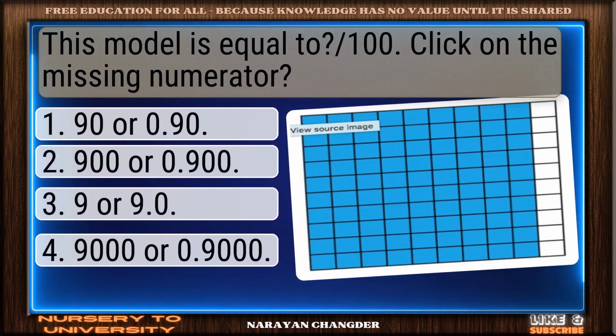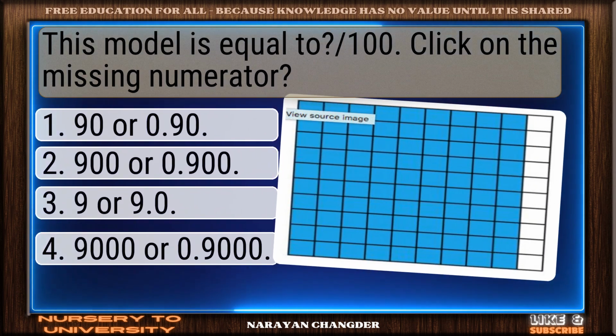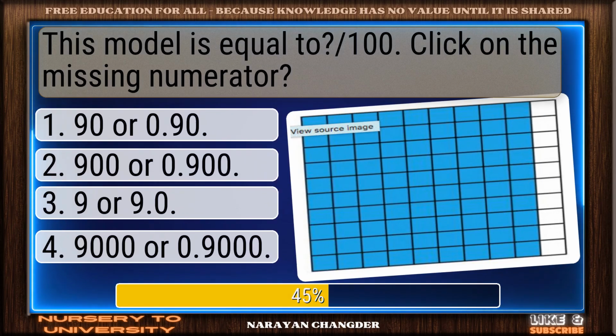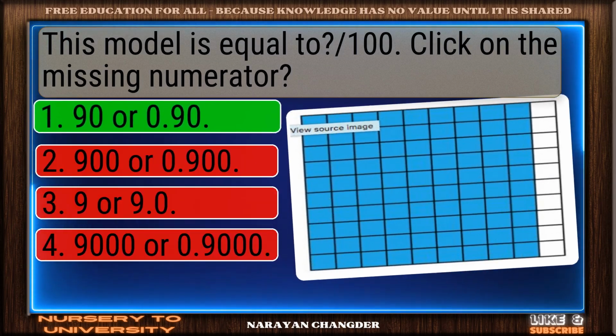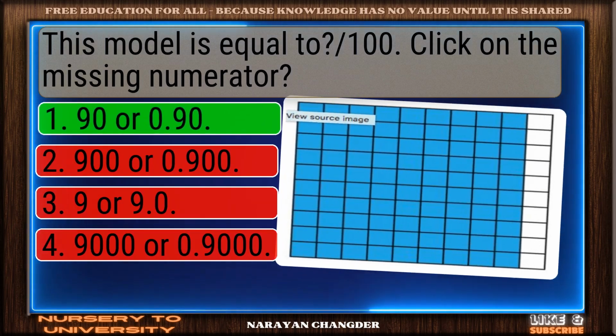Question number 8. This model is equal to over 100. Click on the missing numerator. Excellent. 90 is a brilliant choice.